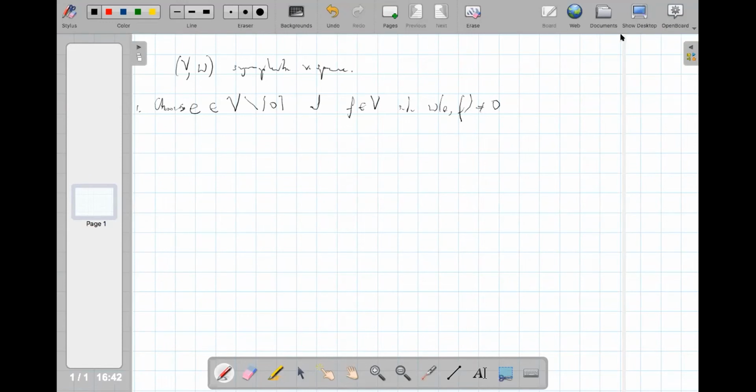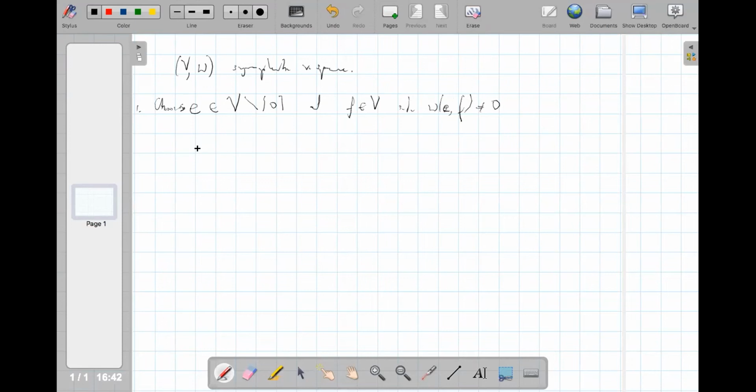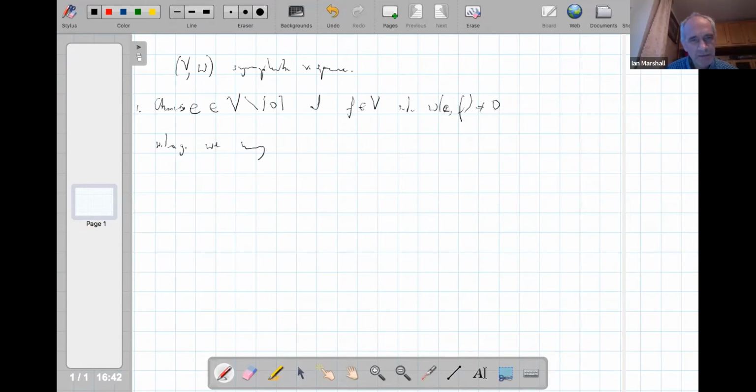Maybe we should suppose that it is equal to 1 from the beginning. That's exactly what I wanted to say: without loss of generality, we may assume omega(e, f) equals 1. That is possible. We just renormalize f. As soon as we have something non-zero, we can divide by it, and we get a renormalized f for which this value is just 1. So that's the first step.